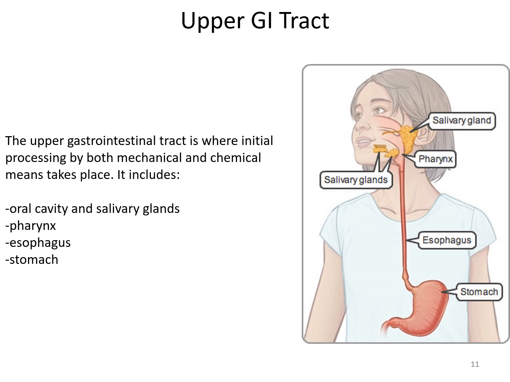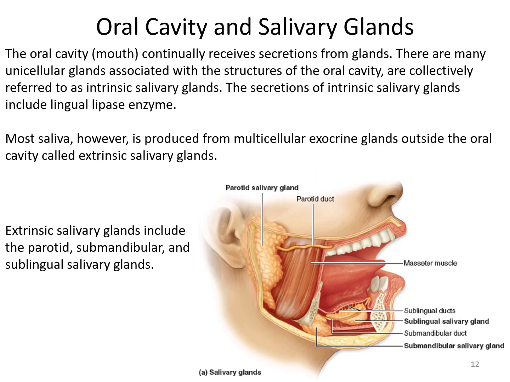The upper GI tract is where initial processing by both mechanical and chemical digestion is going to take place. It includes the oral cavity, and salivary glands, I'm highlighting this. This is misleading because this is not part of the actual tract. Like I said earlier, it's an accessory gland that's associated with the GI tract. Does that make sense? So the oral cavity, the pharynx, the esophagus, and the stomach. That's all part of the upper GI tract. So we're going to go into a little more detail about the components of the upper GI tract.